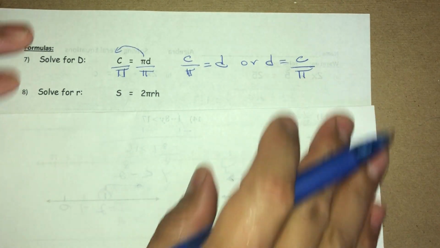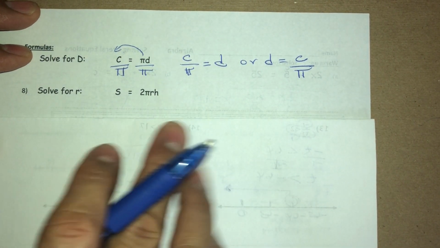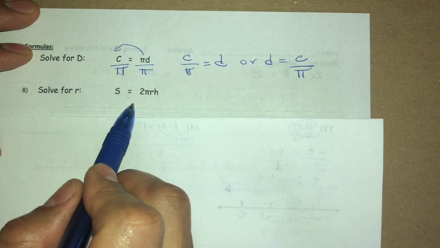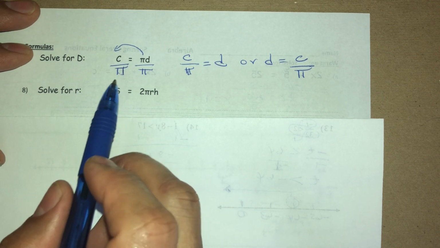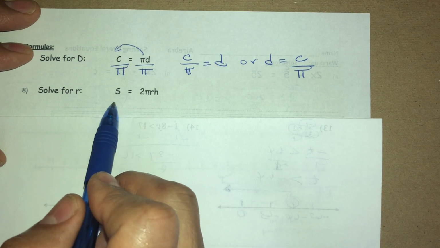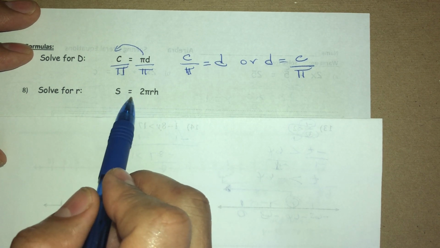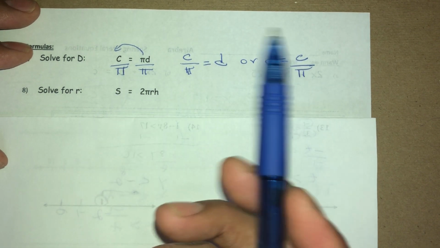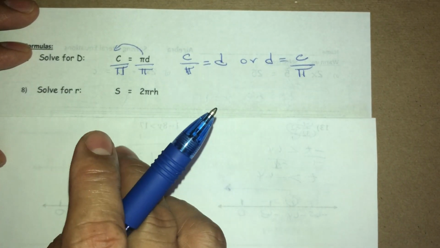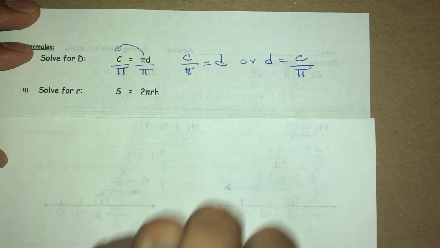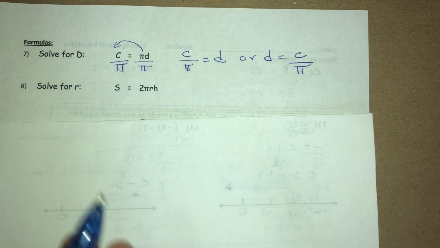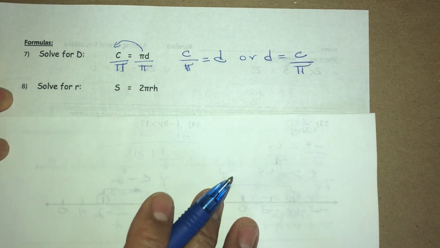Now, number 8. This is part of the surface area of a cylinder. Esta es la parte lateral de un cilindro. Si les preguntan que encuentre el área lateral de un cilindro, esta es la fórmula. So, for the English people, this is the surface area of the lateral side of a cylinder. That means only the tube instead of the top and the bottom, okay?